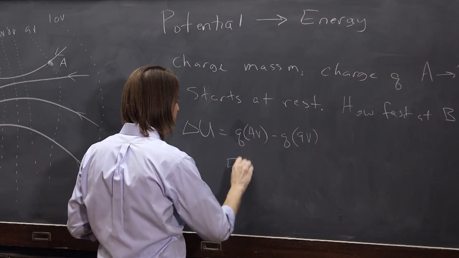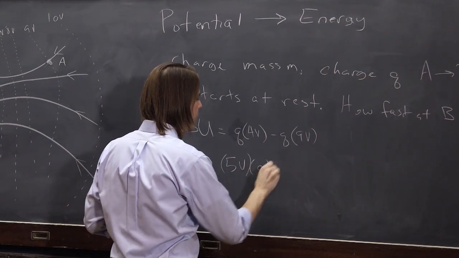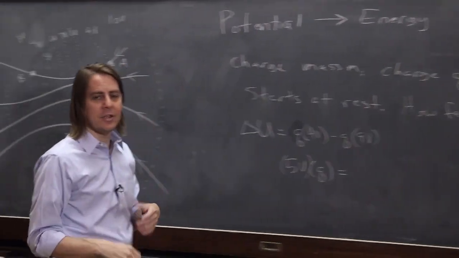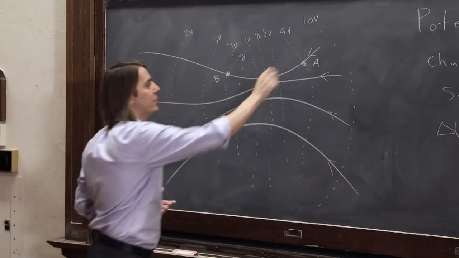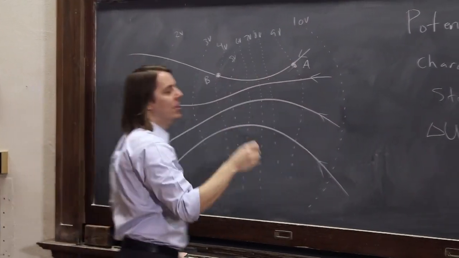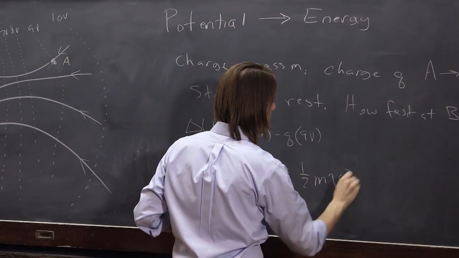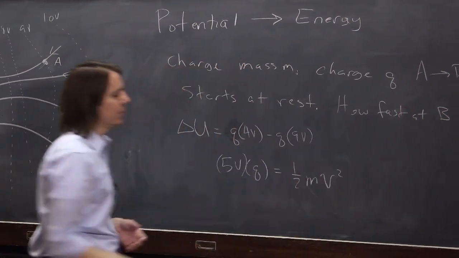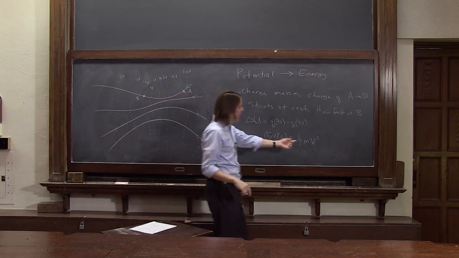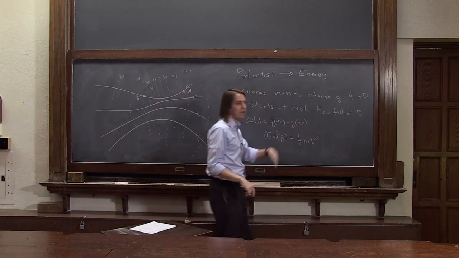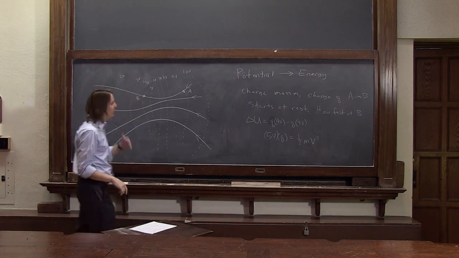So you can say 5 volts times Q equals the kinetic energy that you gain. It's going to start from rest, speed up and fly over here. That's going to be equal to 1/2 mv squared, and that's the velocity at B right there. So if you were given a known mass, you could plug that in and solve this for V and get it in meters per second.